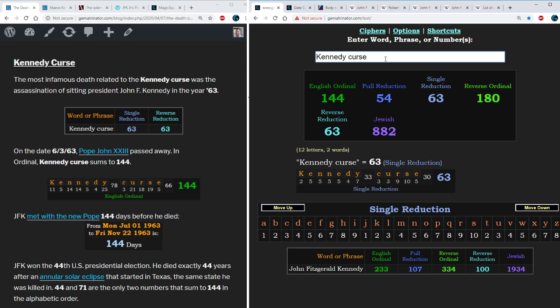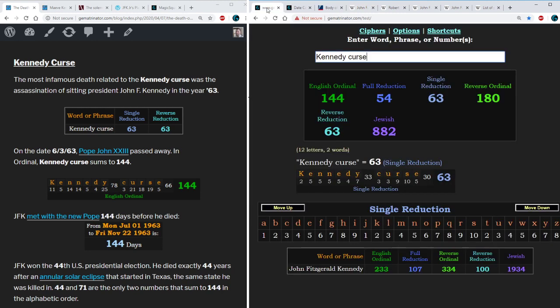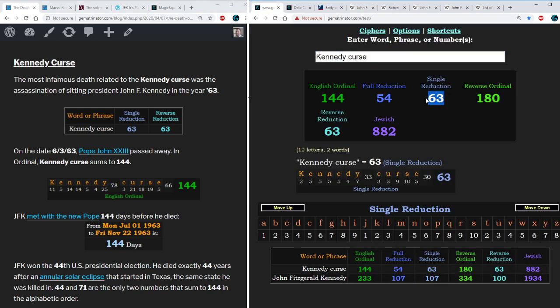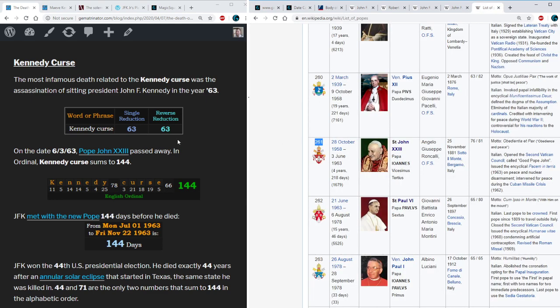So let's talk about the Kennedy curse. Of course, the most prominent death from the Kennedy curse was the sitting president, JFK, in the year 63. Notice how Kennedy curse sums to 63 in both single reduction and reverse reduction. 63, both forwards and backwards. Now, in the year 63, prior to the assassination of JFK, on the date 6/3, there was the death of Pope John the 23rd.